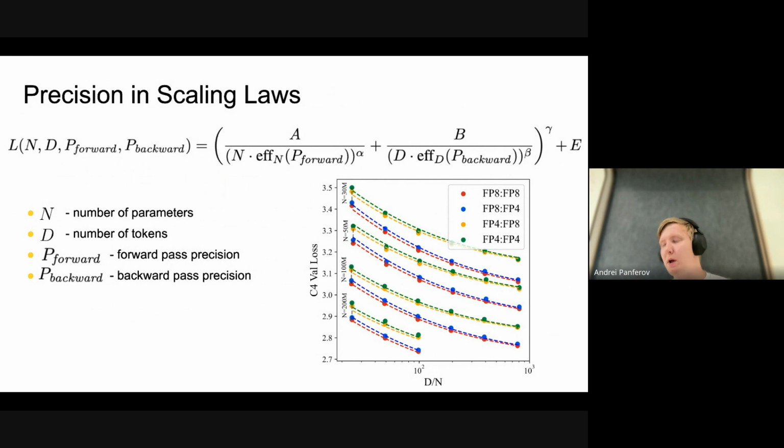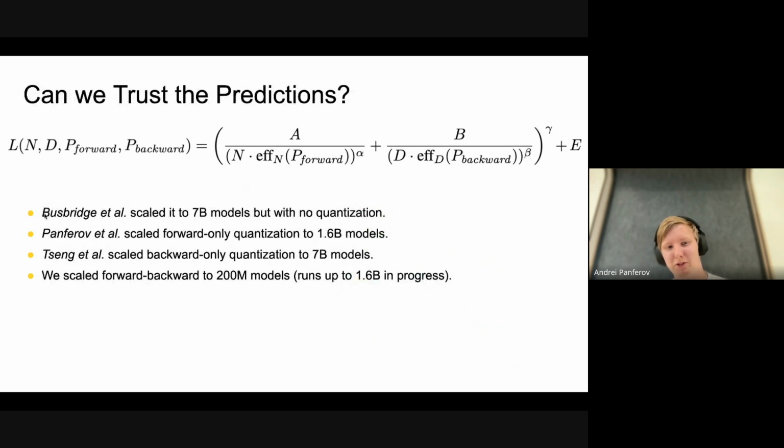But for a previous paper, we trained a 1.6 billion parameter model, and I think it took almost 20 days on an H100 node, on a full node. And some of the other papers, like the Apple papers that proposed a similar scaling law form, the Busbridge and co-authors paper, where they scale to 7 billion, they spend a lot of compute on it. I think it was hundreds of thousands of GPU hours to train some of those models.